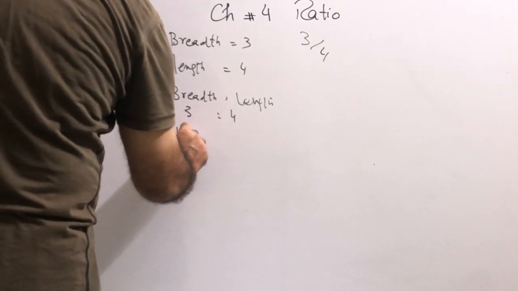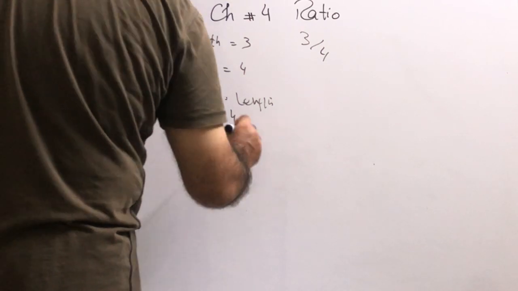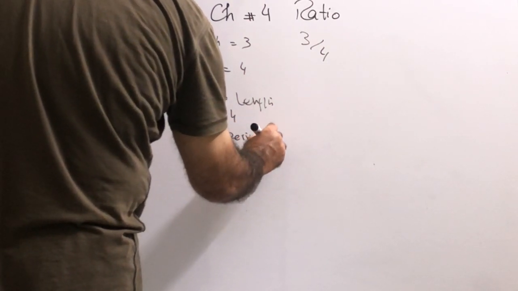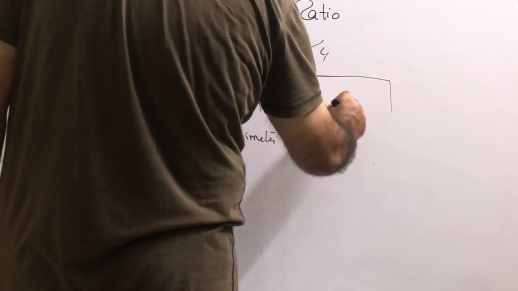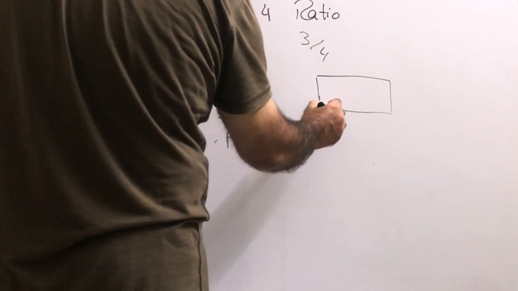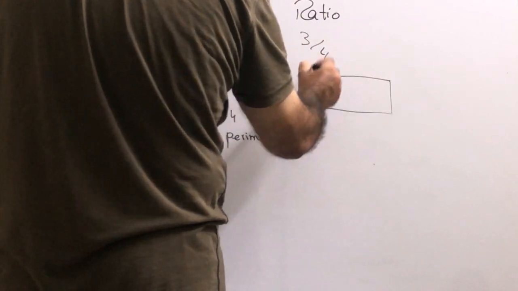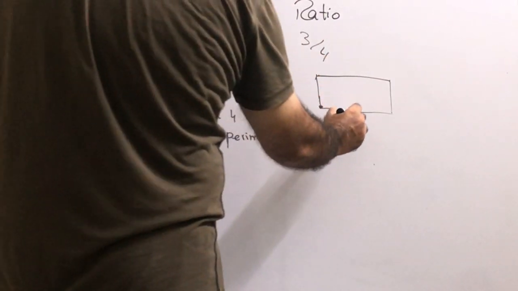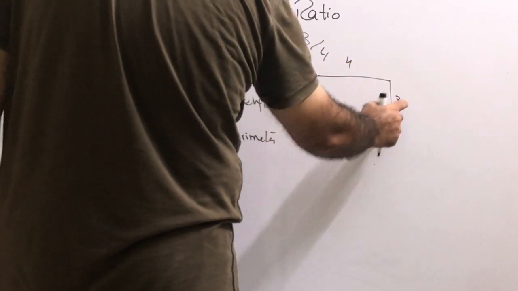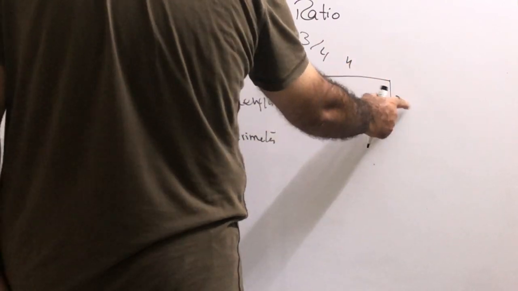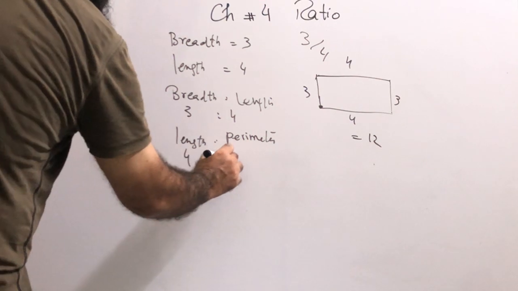Number B is the ratio of the length of the rectangle to its perimeter. Okay, what is the perimeter? It is a rectangle like this. Perimeter is, if we start from here, we reach here, then here, then here, then here. We complete this boundary. Length is 4, breadth is 3. If this is 4, this is 4, this is 3, this is 3, we add all these. 4 plus 3 plus 4 plus 3. 4, 4, 8, 3, 3, 4, 12. So perimeter is 12. Length is 4, perimeter is 12.